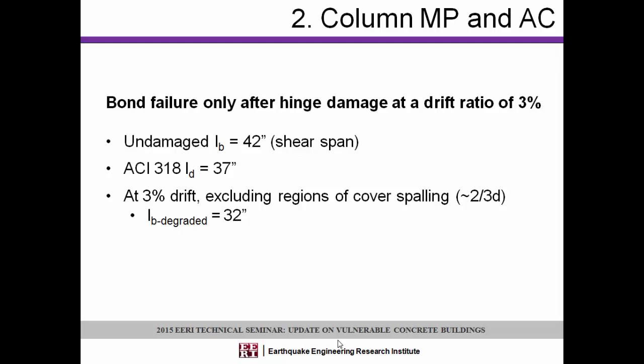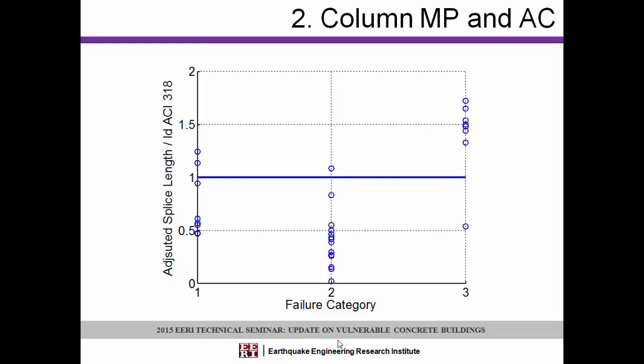And so if we go back to that data set and say, well, let's take out that 2/3 of d for all those columns that yielded and then saw a splice failure, we get to here. So this does not get affected because we don't take any damage out here. These failed by splice before yielding. For these columns, however, we take out that 2/3 d, and what we get is now they're correctly categorized where we want them to be, as splice failures, but only splice failures after plastic hinging occurs.